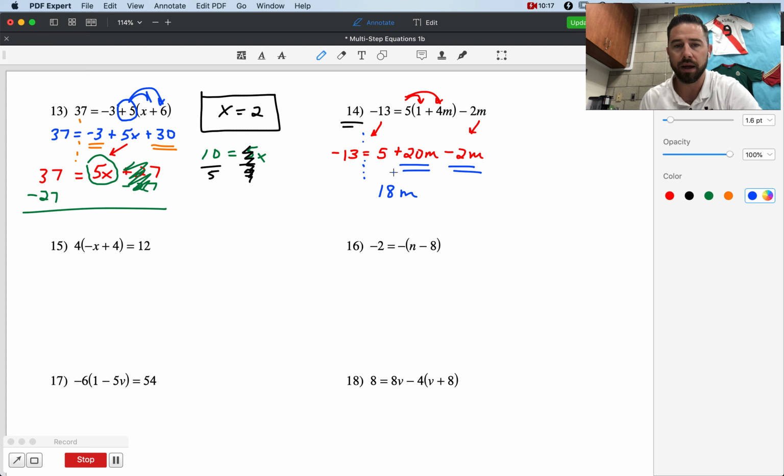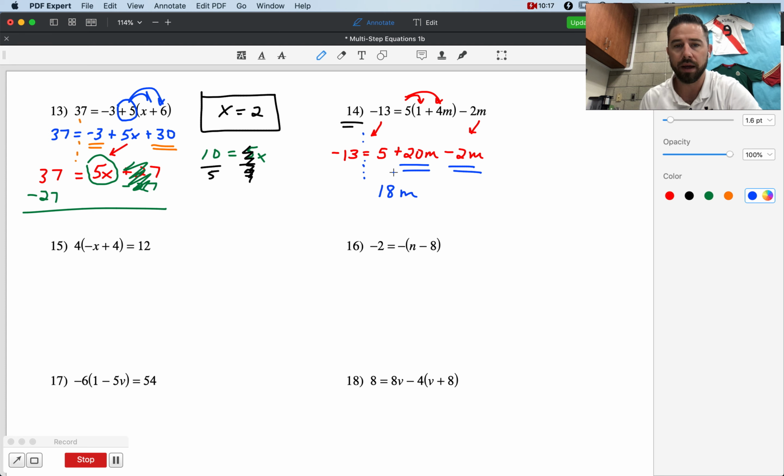I want this guy by himself. That's our goal, which means I got to move this guy. He's a positive 5, so I'm going to subtract 5. Now, really, when we're moving, I want to make a point here. When I say move, that means we're either going to add or subtract stuff. Okay, so you see how I'm moving things around? What's happening when I say move is we're going to add or subtract stuff to get it out of the way.